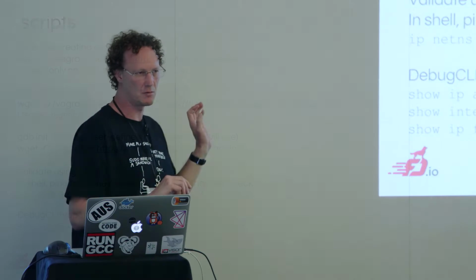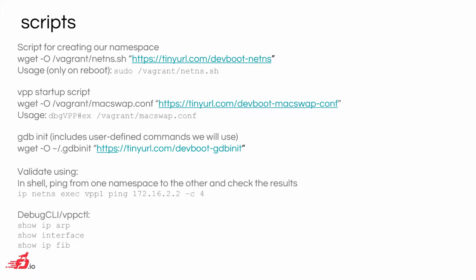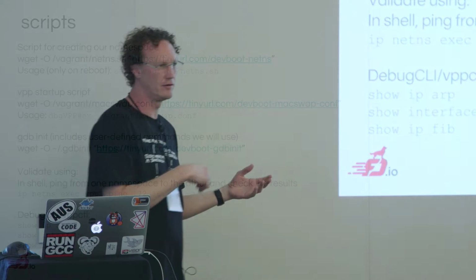I'm going to skip the GDB init and come back to it. Once you've run that net namespace script and VPP is running, which is kind of an important corollary, and you've inputted the config file, you should be able to ping. So I'll wait till everyone has it, and then once you've got it, we can walk through together. I'll do it at the same time as you and make sure we've all got a working system. And then the GDB init.